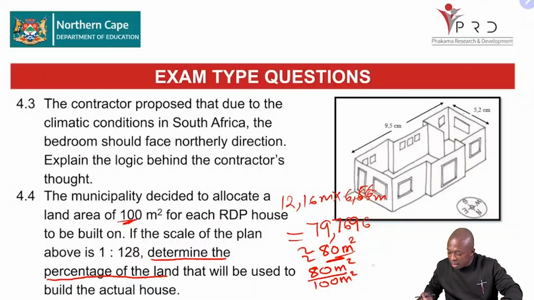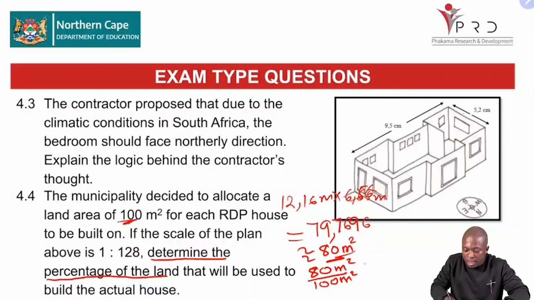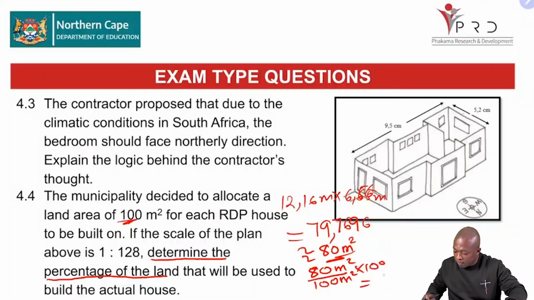So you have 80 divided by 100. That will give you 0.8. Remember, the examiner wants percentage, so you times everything by 100. And that will give you 80%.